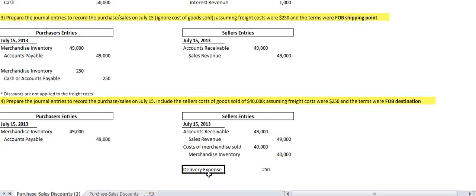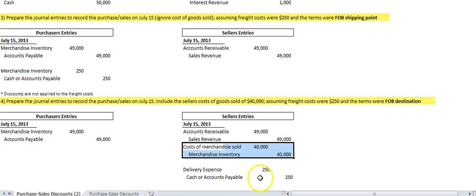We named the GL account delivery expense. Now you can call it freight expense, you can call it, as long as it makes sense, the GL doesn't have one specific way to be called. In this case, we call it delivery expense. And then if the company paid it cash, it's cash, or if they still are going to pay the shipping company later, then it's accounts payable. But what you notice here is that they expense the freight cost separately from the cost of merchandise sold.